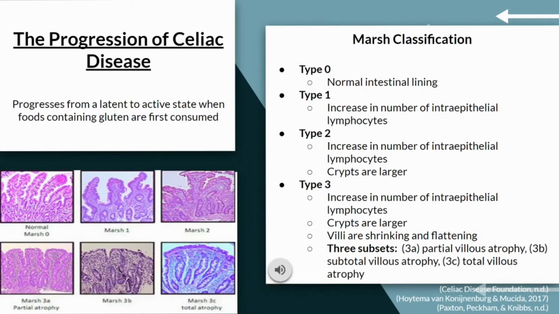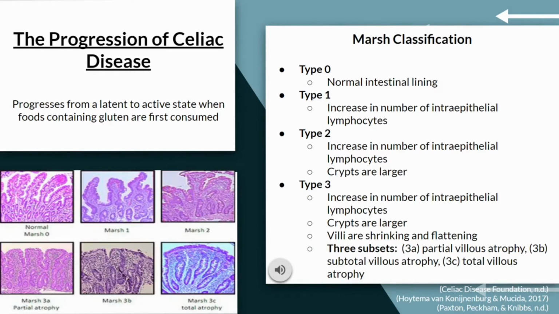Type 2 is rare and is seen in those with dermatitis herpetiformis. There is an increase in the number of intraepithelial lymphocytes, which is seen in type 1. The crypts, which are short glands found between villi in the small intestine, are also larger. In type 3, the changes found in type 2 are seen in addition to shrinking and flattening of the villi, indicating that atrophy is occurring. This is what is typically seen in symptomatic celiac disease.